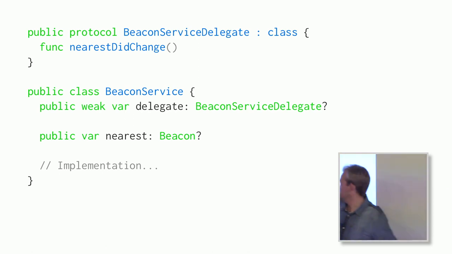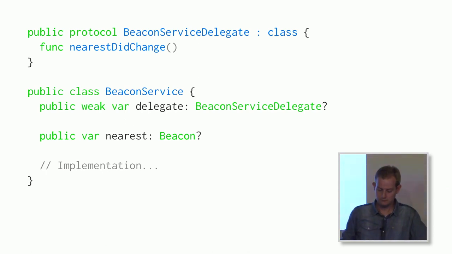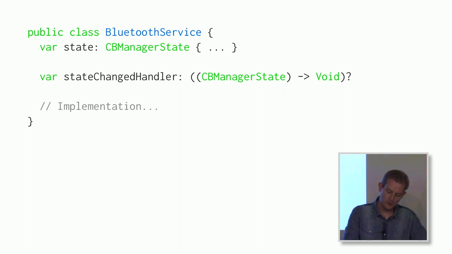They often also pass in the beacon service there, which is something I didn't do but could just as well do. This is a different approach using a handler, which is how the Bluetooth service is implemented. The Bluetooth service has the current state of the Bluetooth manager as a property which you can inspect, and a handler, which you can set yourself, a function which gets called with the new state when the state changes. So this is very easy. You can just set the handler and then you get called back anytime something changes.